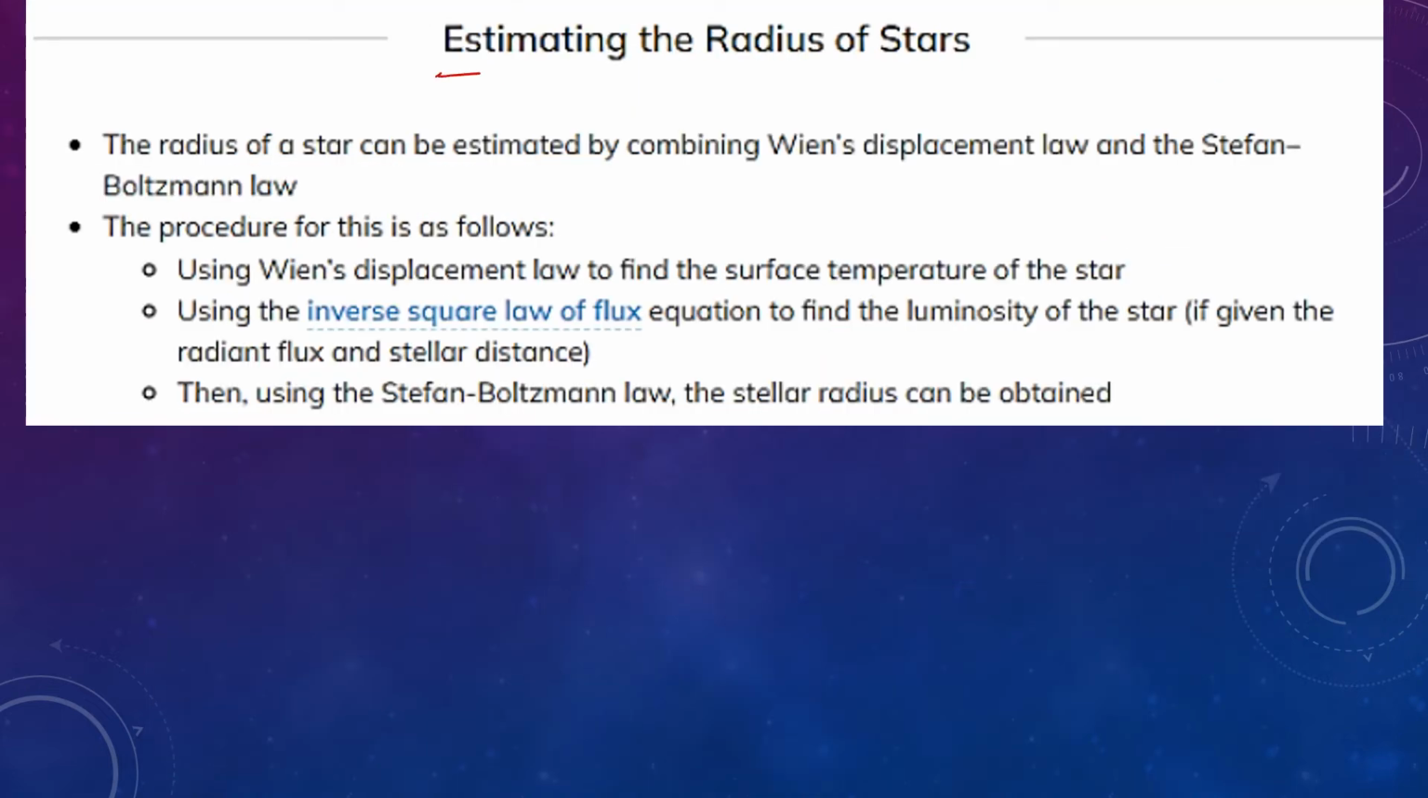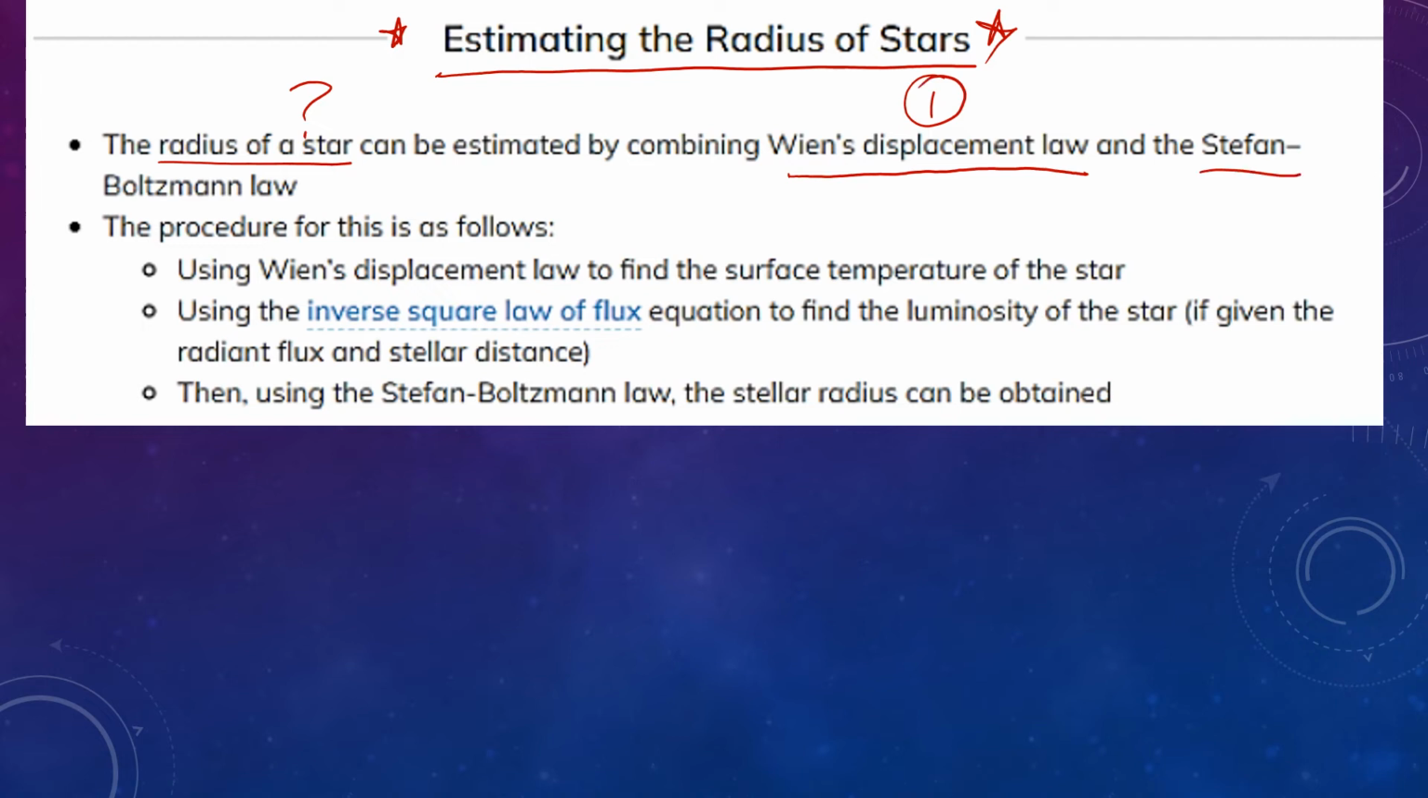Well, how will you estimate the radius of the star? Well, the radius of a star can be estimated. This is a really interesting thing, and this is very important as well. What you have to do is combine the Stefan-Boltzmann law and the Wien displacement law. So you combine both of them to find the radius of the star. Well, let's look at the procedure. The first thing is, using the Wien displacement law, you will find out the surface temperature of the star. How much is the temperature of the star?